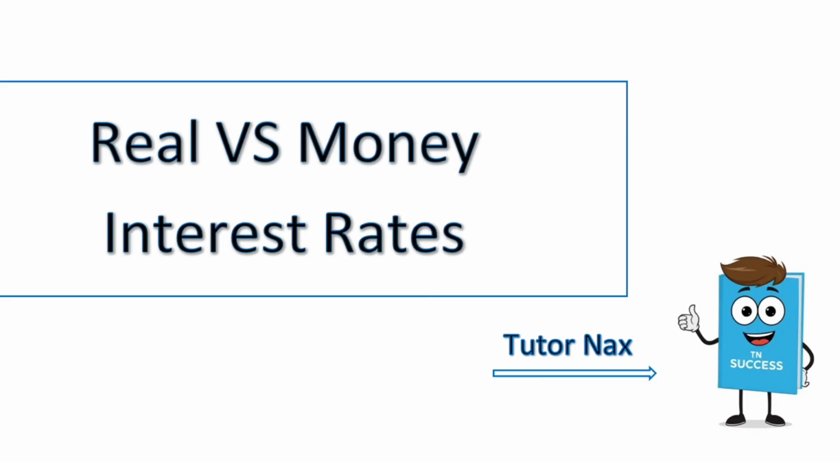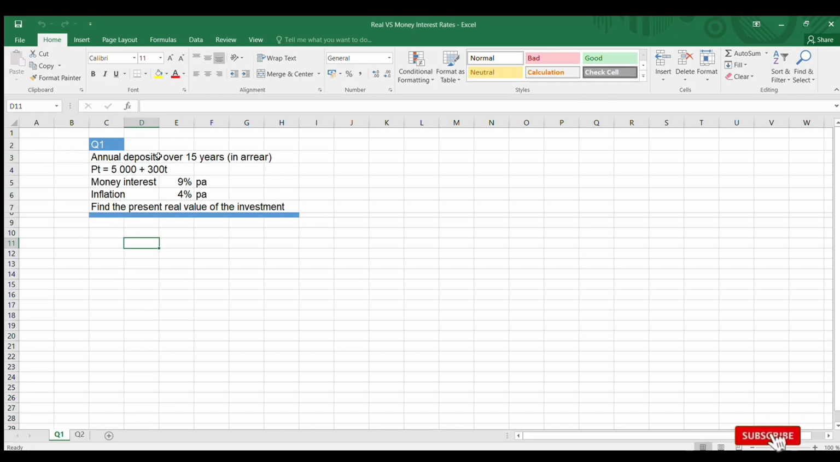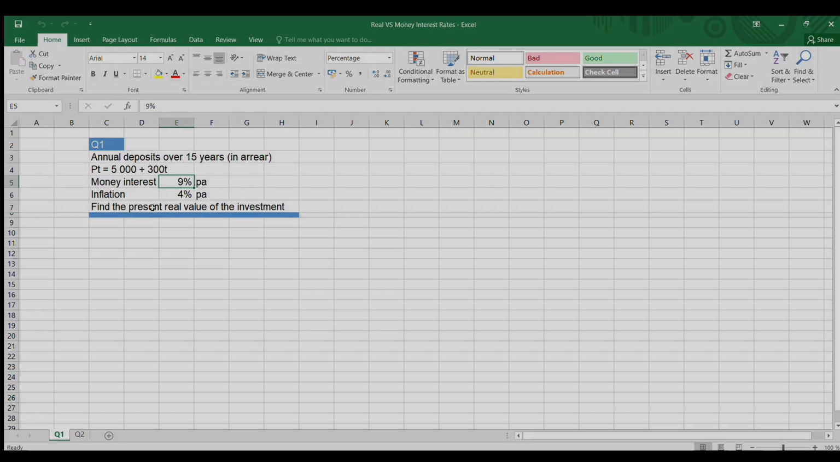Let's get started. So for question 1, we have annual deposits over 15 years in arrears, and this is how our payments are structured. Our money interest rate is 9% per annum, our inflation is 4% per annum, and now the question is asking us to find the present real value of the investment.